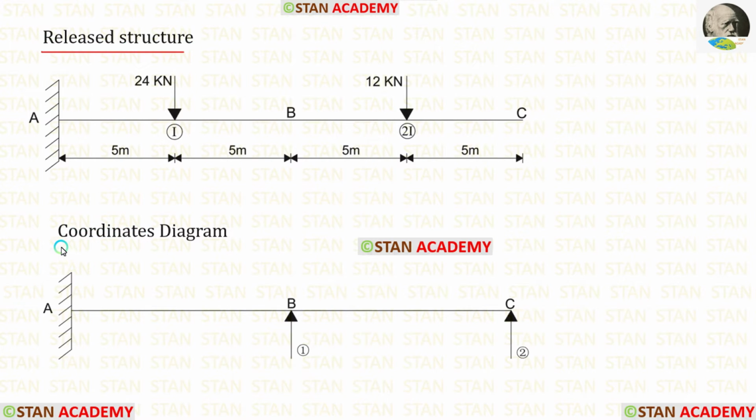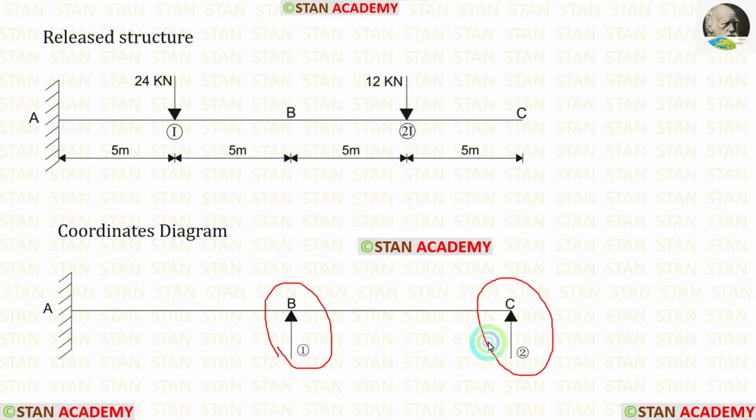Now let us make the coordinates diagram. In this analysis, we have two coordinates. The first coordinate is in the point B and the second coordinate is in the point C, because in these points only we have removed the supports.